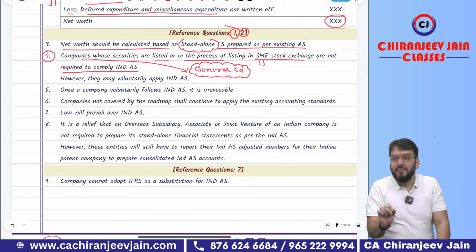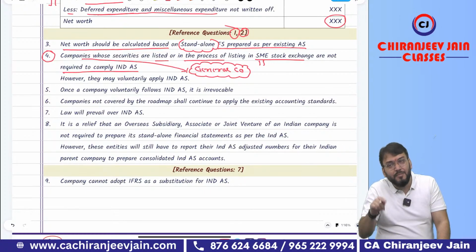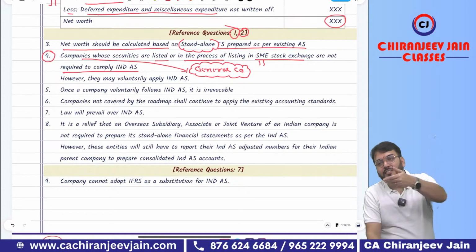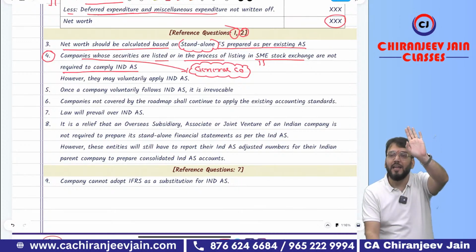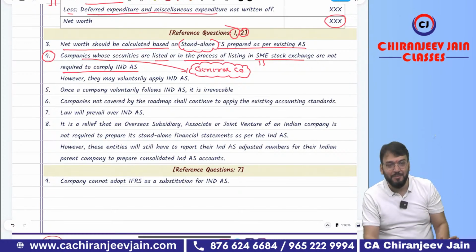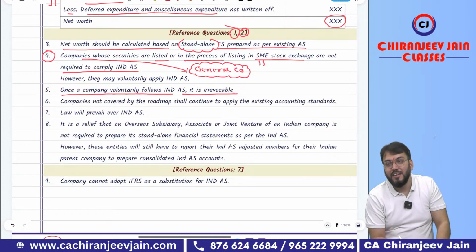Now, any company which adopts Ind AS voluntarily for the first time. Now, the question is whether they can revert in future. Means in this year they say yes, we'll adopt Ind AS, and in the second year they say no, we don't want to apply Ind AS, we'll apply the old standards. No. Once adopted, it will be exercised forever. Understood? So once a company voluntarily follows Ind AS, it is irrevocable. It cannot be changed.